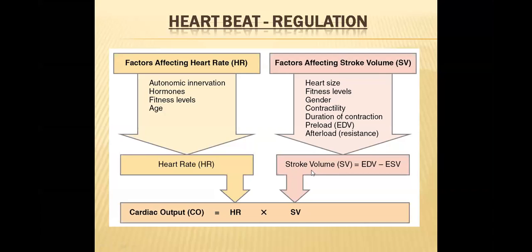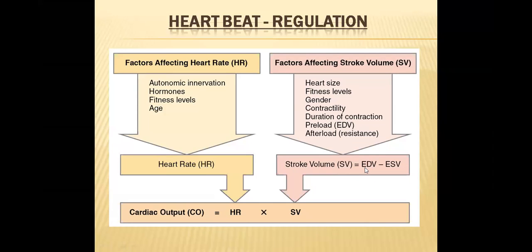Stroke volume is very, very important. What is the stroke volume? The abbreviated form of stroke volume is SV. It is measured by this formula: EDV minus ESV. EDV stands for end diastolic volume and ESV stands for end systolic volume. So we know what happens in diastole. The EDV and ESV are regarding the ventricles, ventricular EDV and ventricular ESV.